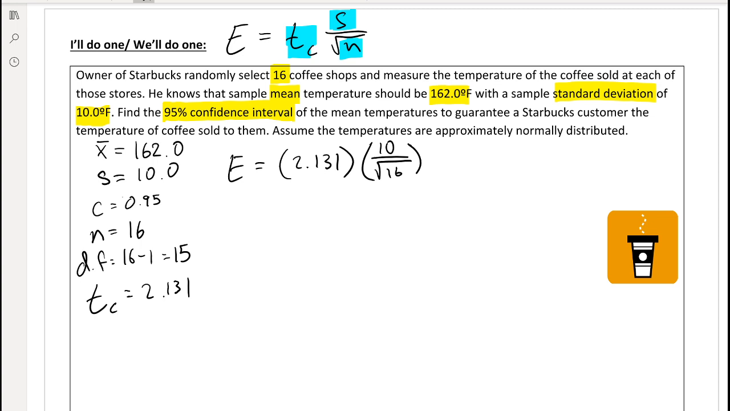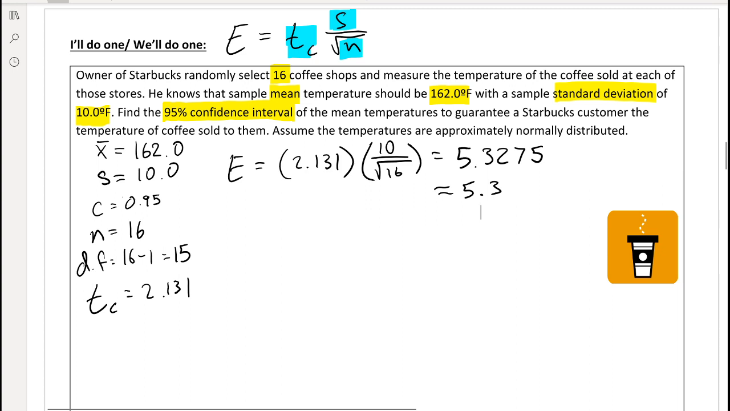I don't have my emulator ready for this, so let me open that up real quick. And it's going to come out to 5.3275. Hopefully I did that right. And just to make our lives a little bit easier, I'm going to round that to about 5.3, since they're rounding the problem here to the first decimal place.